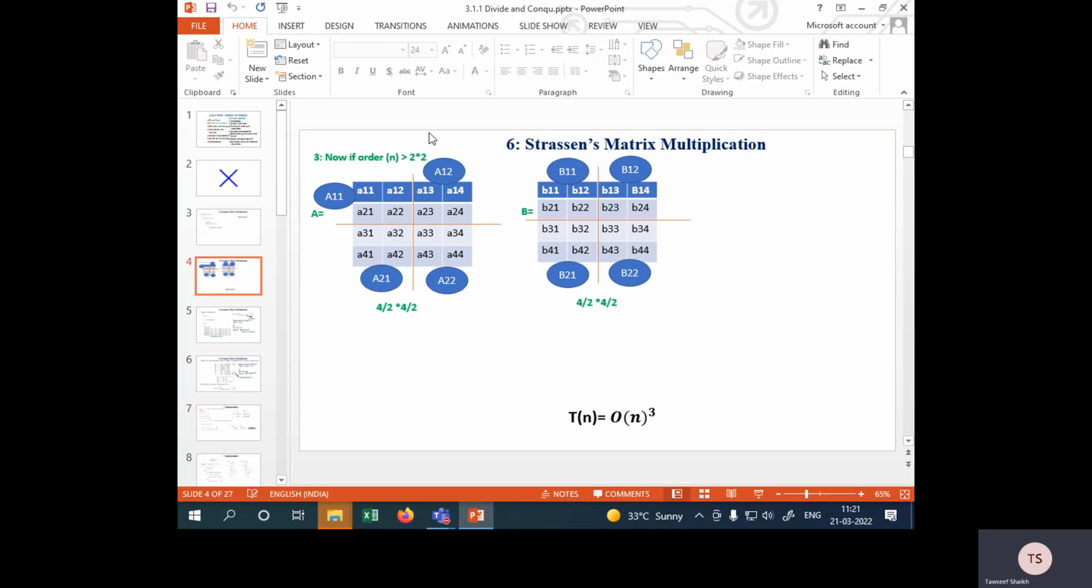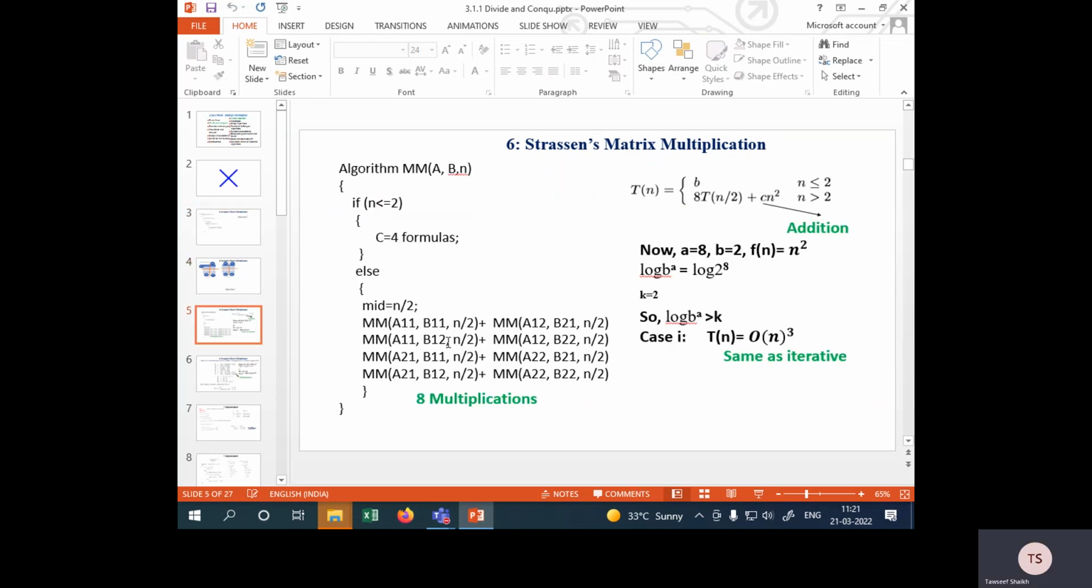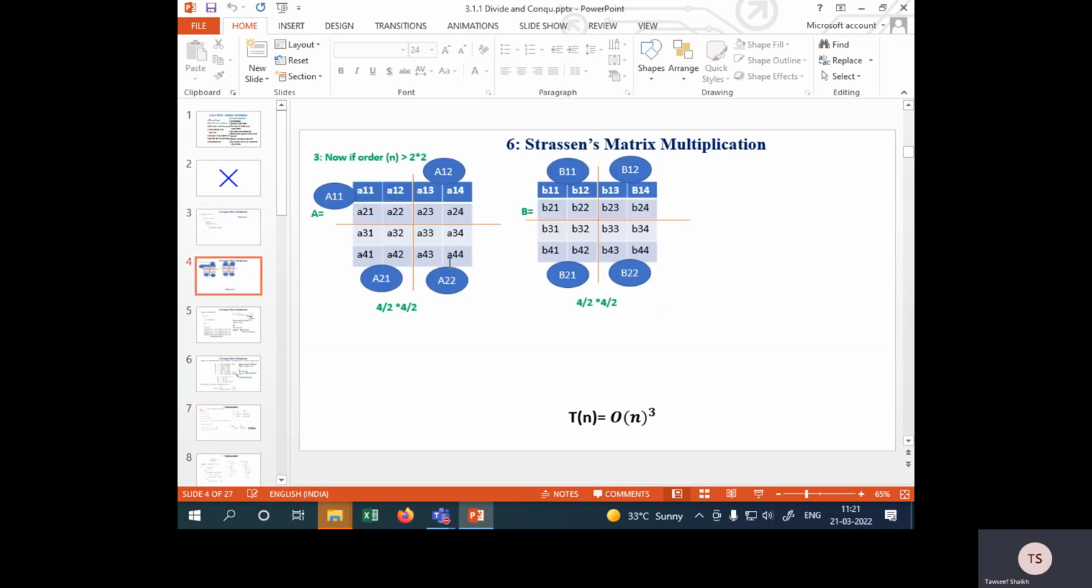So A11 will get multiplied to B12, and their sizes are now n by 2. A11 B12, A12 B22. This will get multiplied with this, means first with this and A12 with B22.